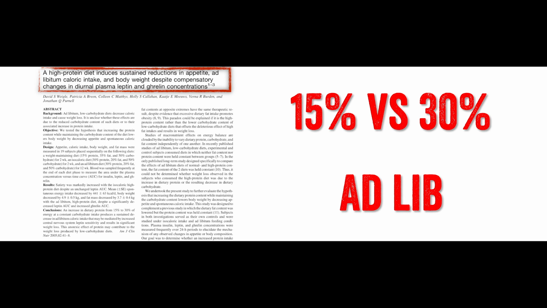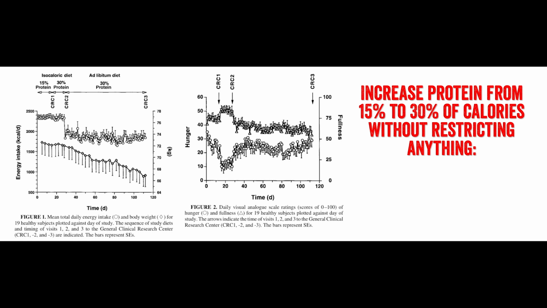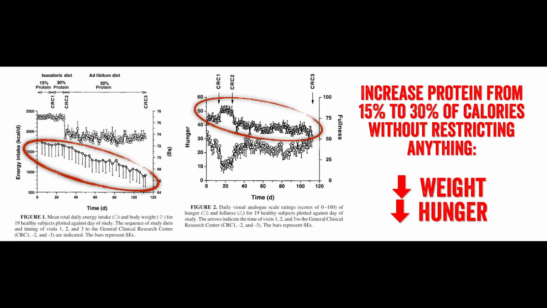Here's another study in obesity, 15% protein versus 30% protein, again, as many calories as you want. And the high protein group ate less, lost more weight, and had lower hunger scores at the same time, which is absolutely amazing.